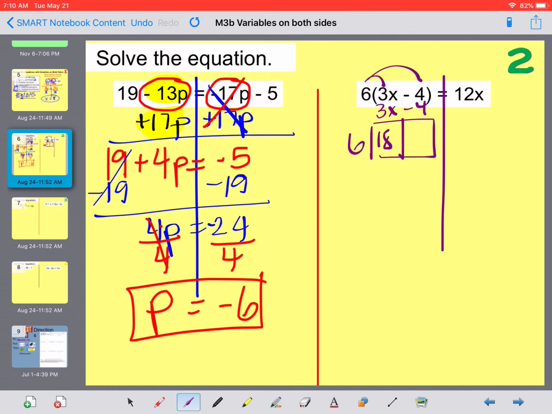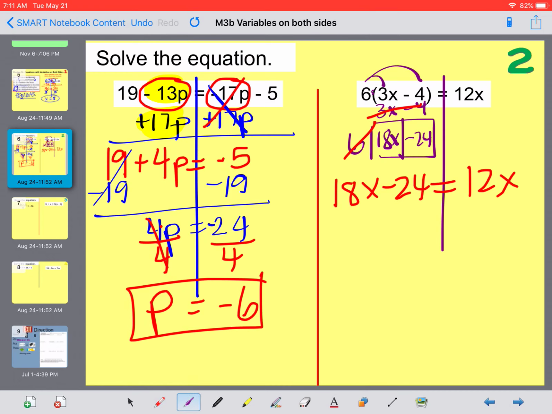6 times 3 is 18 with the x. 6 times 4, remember it's multiplication, 6 times 4 is 24, and it's negative, they don't get along. So we have 18x minus 24 equal to 12x. We're done with those since we only use them to multiply. We distributed, we can't combine like terms, but we do need to move the variable to one side.